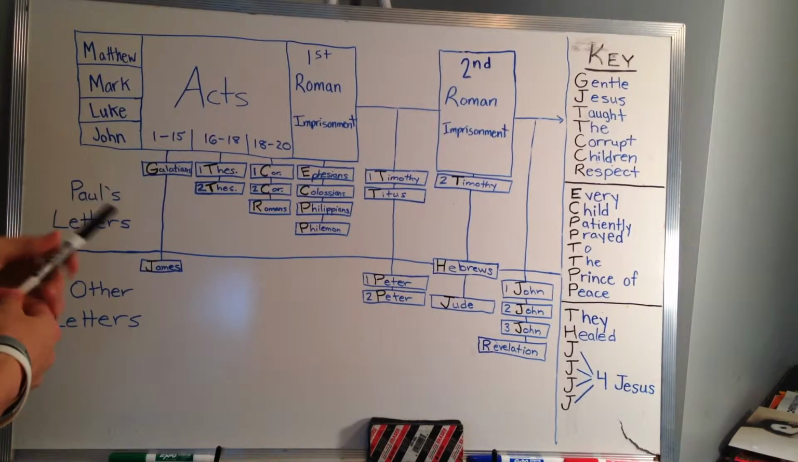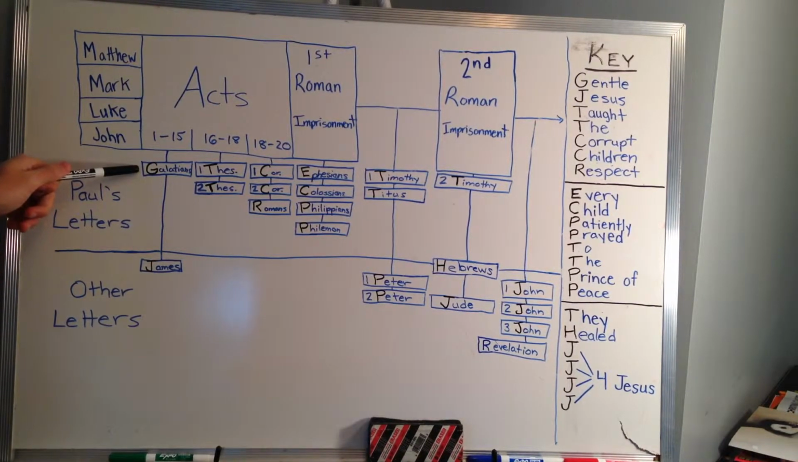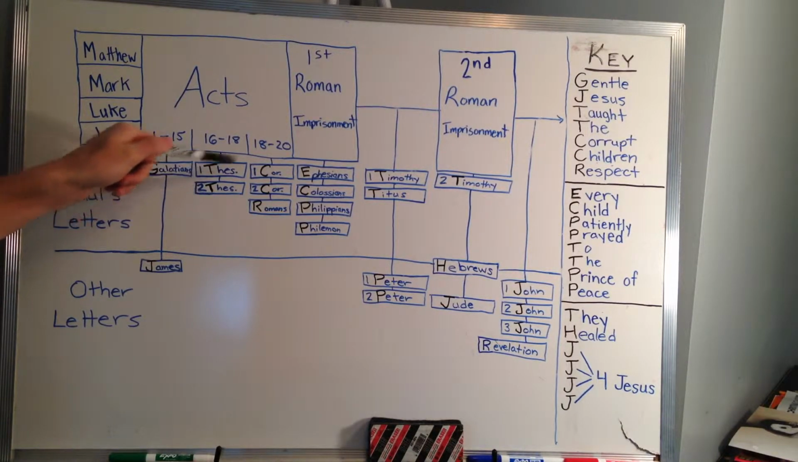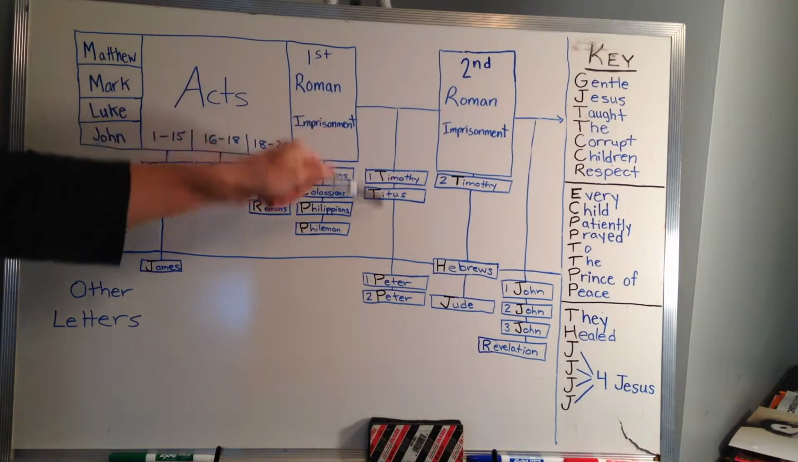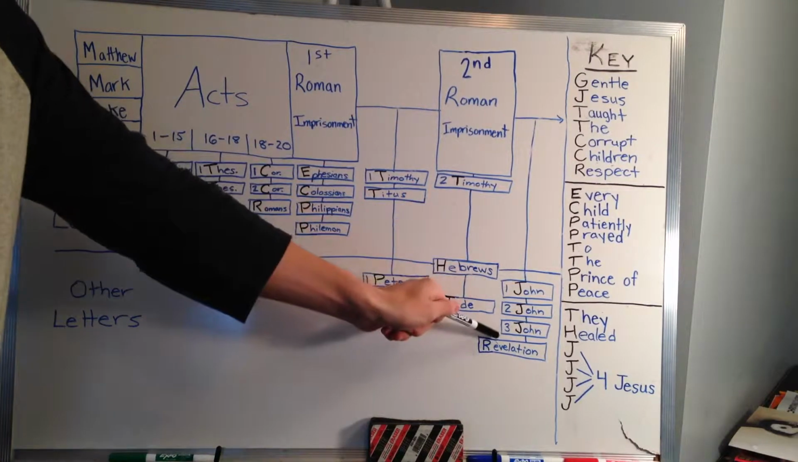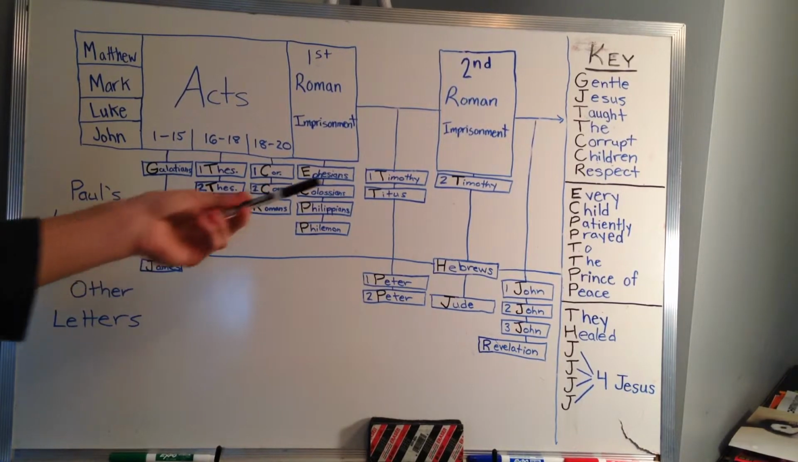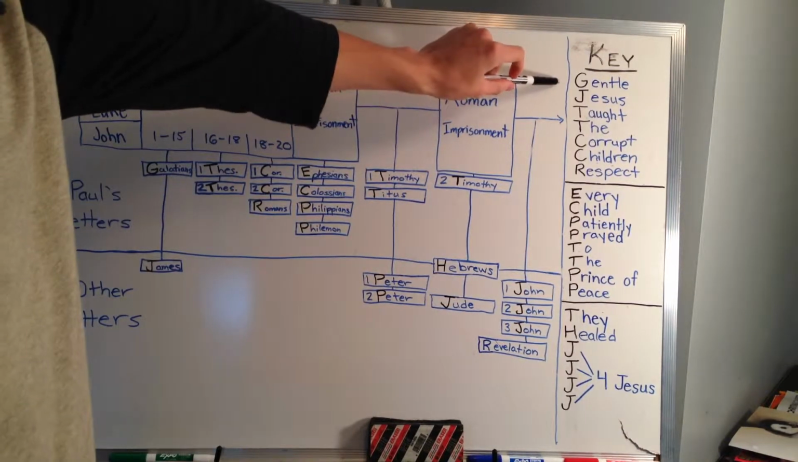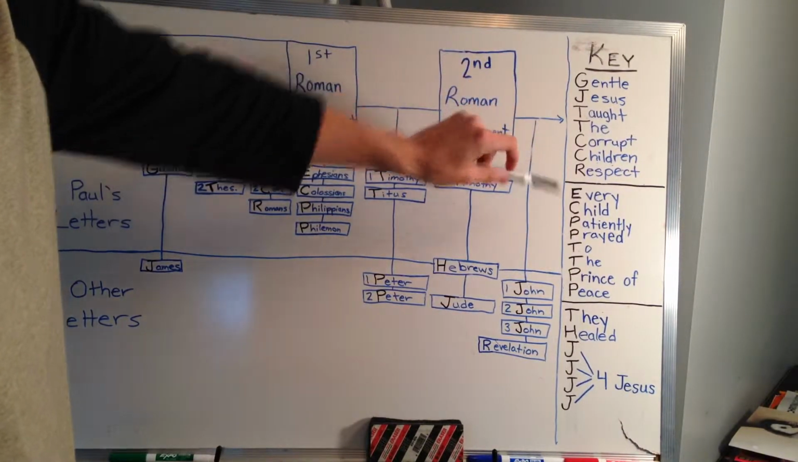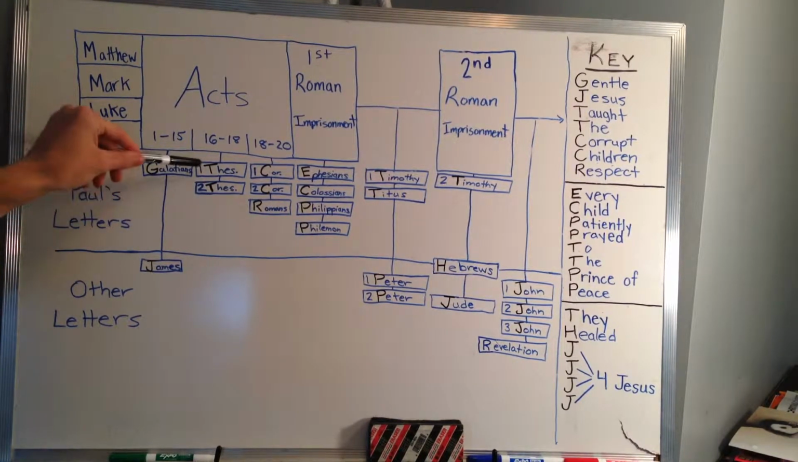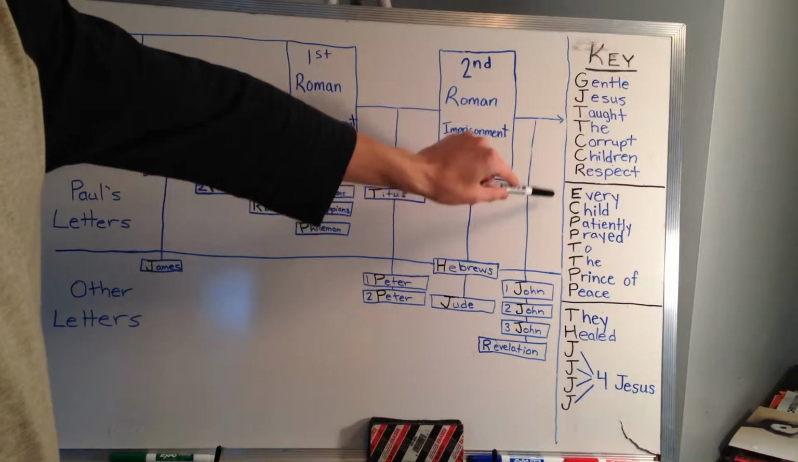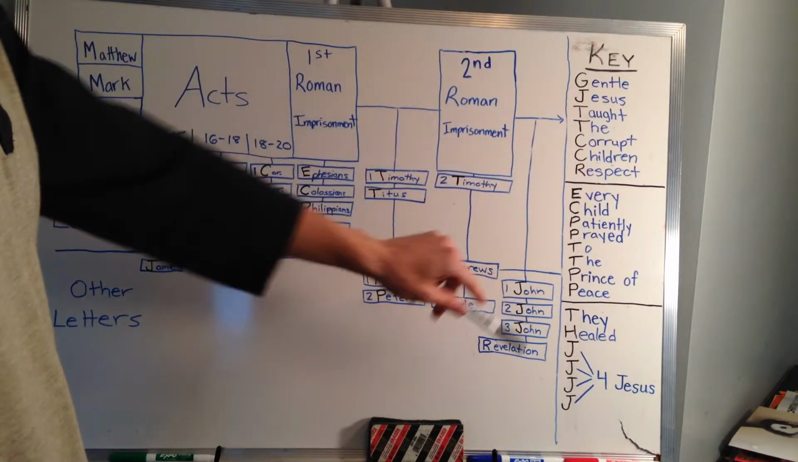How I go about doing this is that I start on the left here with Galatians, and I go down in the period, and then I skip over, and then I go down, over, down, and just like that it follows suit until you reach 3 John, and that's going to be the last word. So it goes as follows: Gentle Jesus taught the corrupt children respect. GJTTCCR. Next one is every child patiently prayed to the Prince of Peace.